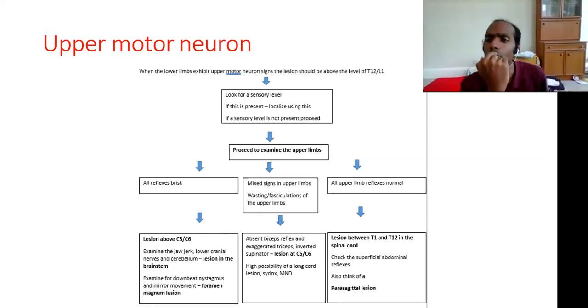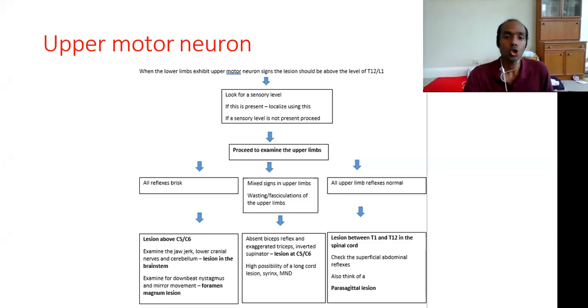Can we go higher? Yes, you can go up. What is the highest reflex you can check? Remember we talked about the jaw reflex yesterday? Check that. If the jaw reflex is brisk, the lesion is in the brainstem, and don't worry about anything beyond that point.